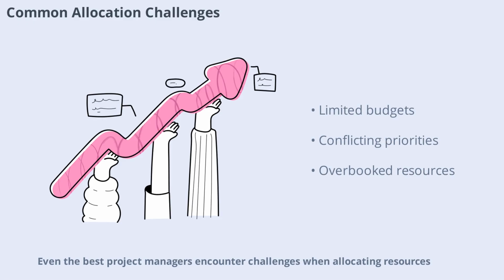Even the best project managers encounter challenges when allocating resources. Some of the most common issues include limited budgets, conflicting priorities, and unexpected changes in project scope. Sometimes resources are overbooked or underutilized, leading to bottlenecks or idle time. Recognizing these challenges early allows you to plan for them and develop strategies to overcome them. In the next scene, we'll discuss how to set clear priorities to guide your allocation decisions.